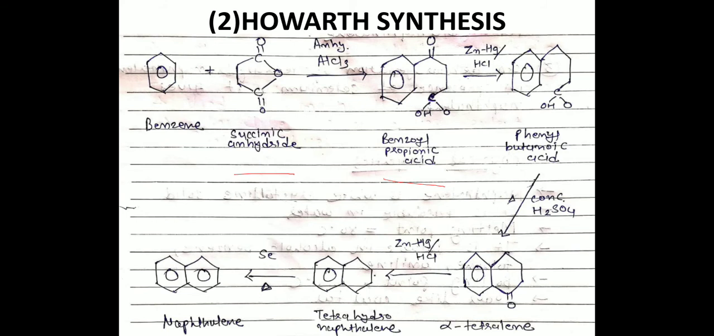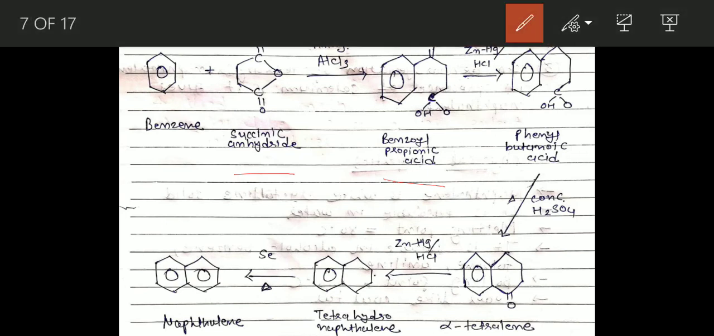Now this phenyl butanoic acid is heated in presence of concentrated sulfuric acid to give alpha tetralone. This alpha tetralone is further treated with zinc mercury in presence of hydrochloric acid to give tetrahydronaphthalene. This tetrahydronaphthalene is heated in presence of selenium catalyst to give naphthalene.